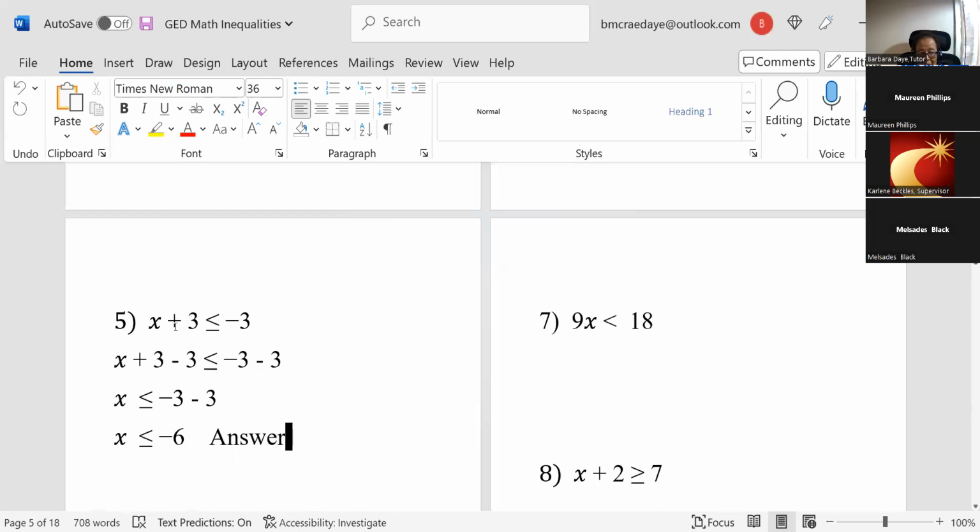So if you see something added, you need to eliminate it, you subtract it. If you're subtracting, you add. If it's being divided, you multiply. If it's being multiplied, you divide. Just keep those pairs together and you'll be able to isolate your variable. Questions? No, thank you, miss. Okay, doing good, doing good.